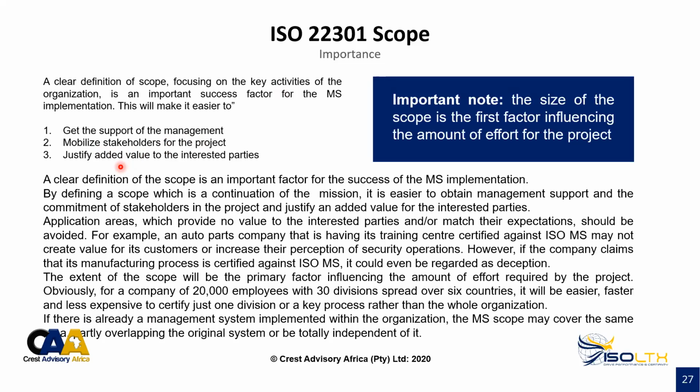Now, if you're looking at this, a clear definition of the scope is an important factor for the success of the management system implementation. And we can look at this example here at the bottom. The extent of the scope will be the primary factor influencing the amount of effort required by the project. Obviously, for a company of 20,000 employees with 30 divisions spread over 6 countries, it will be easier, faster, and less expensive to certify just one division or a key process rather than the whole organization.